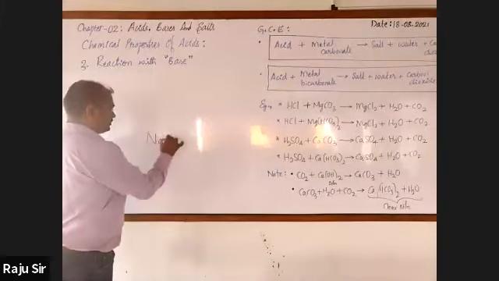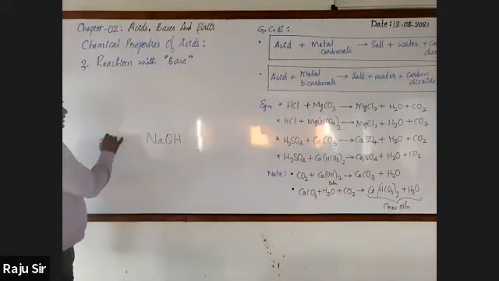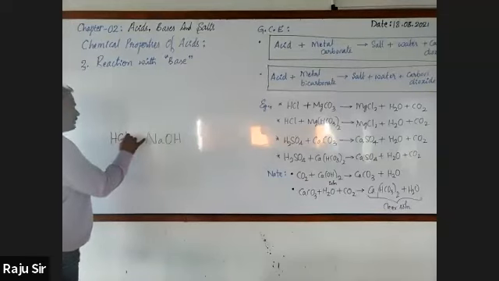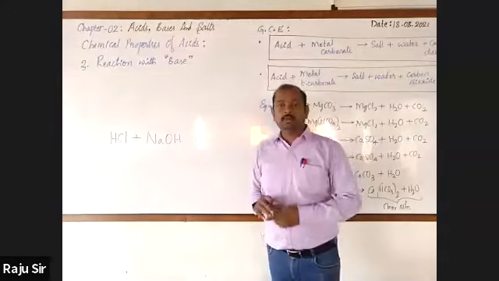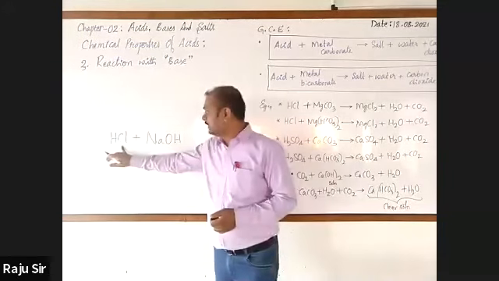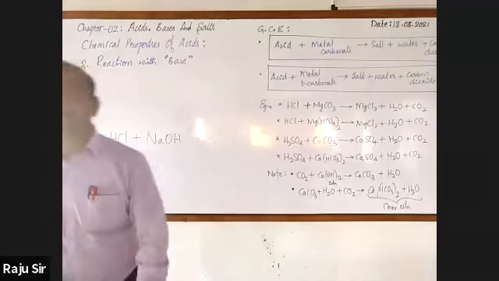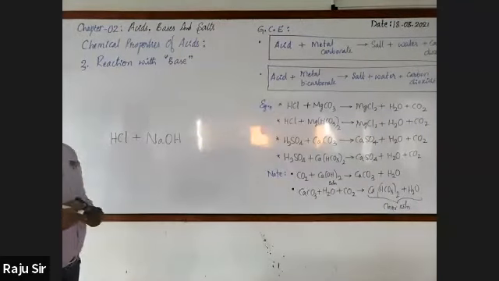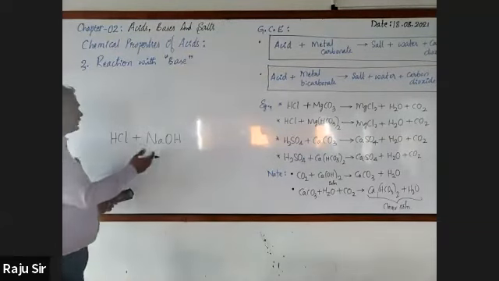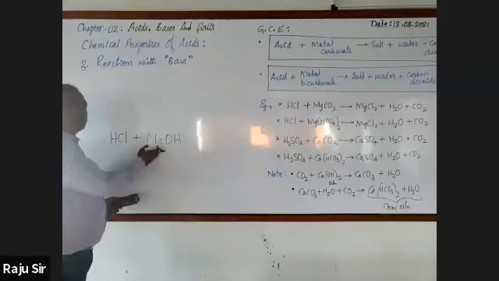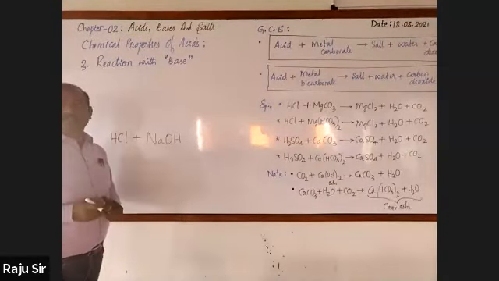NaOH. Which acid? Let us take the most familiar one, HCl. How do you come to know the reaction between the acid called HCl and the base called NaOH? Because the products that are formed are sodium chloride and water. Sodium chloride plus water.